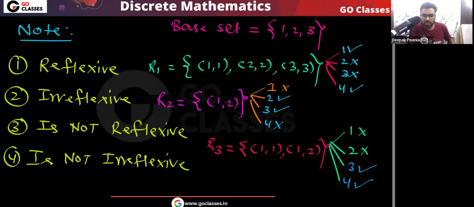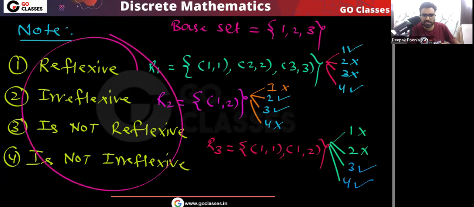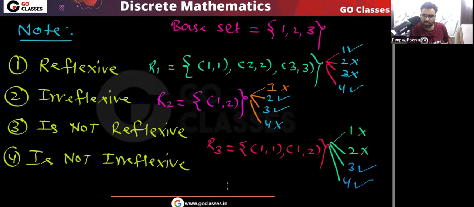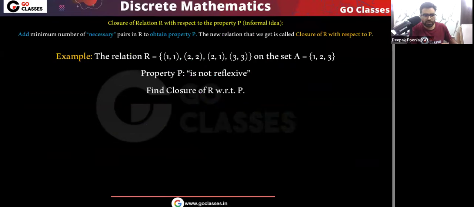So like this, all these are actually different properties. Please understand. You can make more examples and check that these four are different properties. Very simple. Tell me the answer for this question. The property is not reflexive. We want a relation which is not reflexive. This relation R is given to us. Find the closure of the relation with respect to property P.